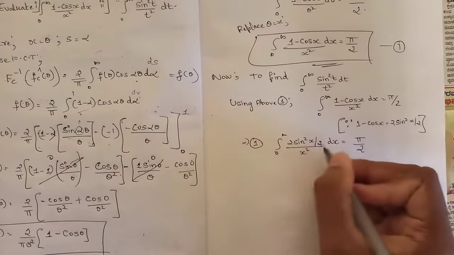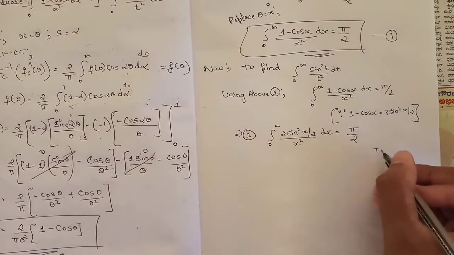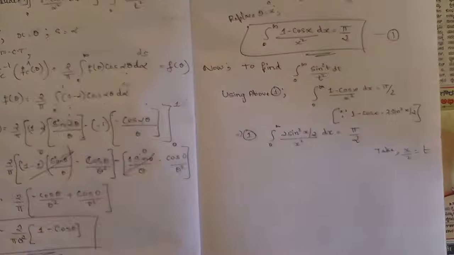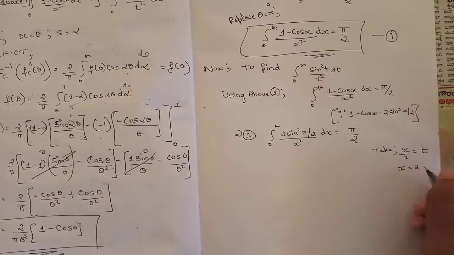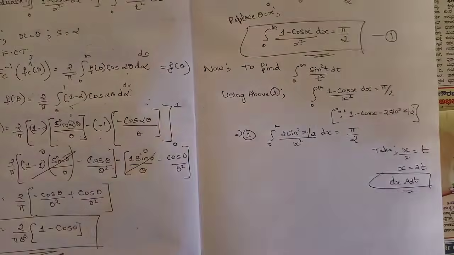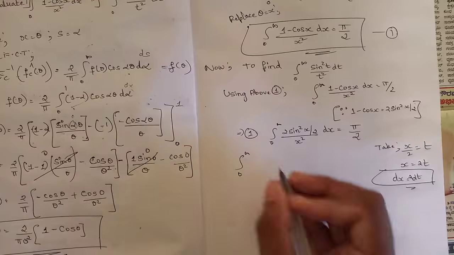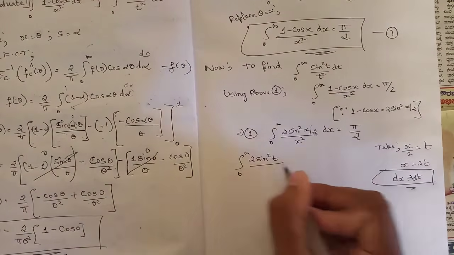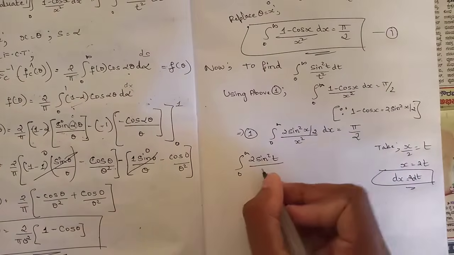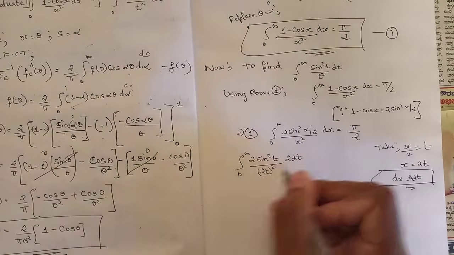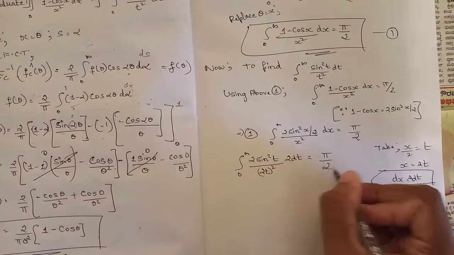So now again the same thing here, take x by 2 equal to t, okay. So now bring this 2 to the other side, so x is equal to 2t, differentiate on both sides, therefore dx is equal to 2 dt, right? So now replace these values in this equation, that is integral 0 to infinity 2 sin square (x by 2) equal to t, divided by x square, so x value is 2t, so it is (2t) the whole square, and dx is equal to 2 dt, right? That is equal to pi by 2.